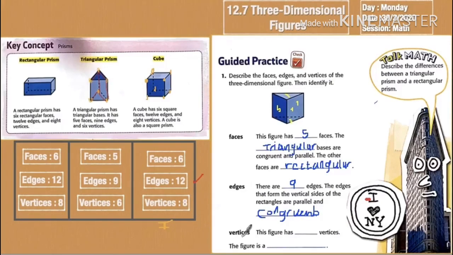And the last thing here, we have our vertices. The figure has blank vertices. The vertices are pretty much like corners. This figure, which is a triangular prism, as I told you, has how many vertices? So this figure has 6 vertices. After we identify the faces, the edges, and the vertices of the figure, we can now recognize this figure as a triangular prism.